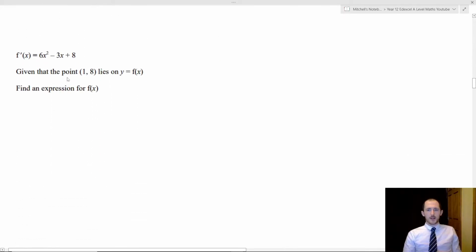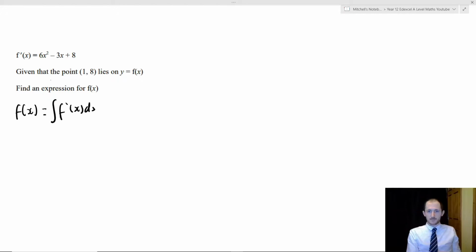Okay, so if they ever give you a point, that means you need to figure out what plus c is. So here, f prime x, so we have dy by dx, is this. We need to find f of x. Now f of x is just going to equal the integral of f prime of x. I'm writing it very formally. You don't need to write this in your exam, but I'm just making sure that you all understand exactly what we're doing and why. And let's see what happens here.